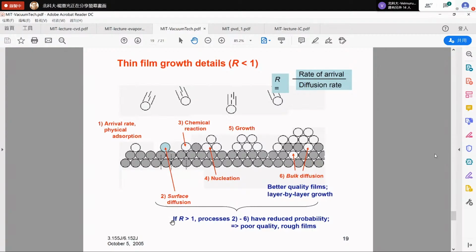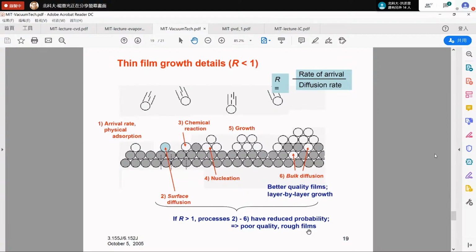But if R is greater than 1, then you find that process 2 to process 6 have reduced probability. You have less probability to go from 2 to 6. And as a result, you have a poor quality and rough film.